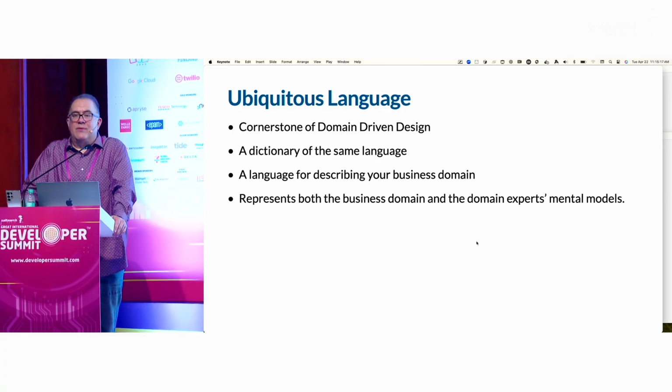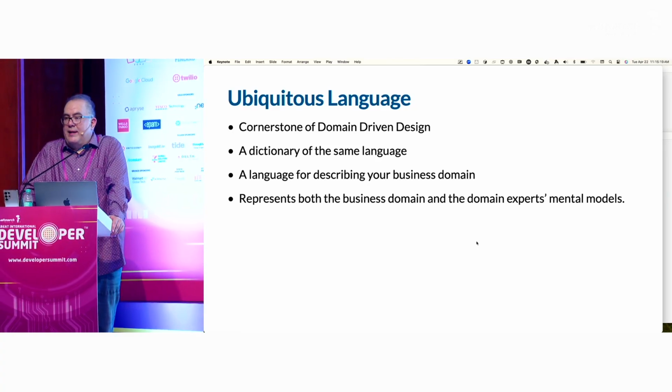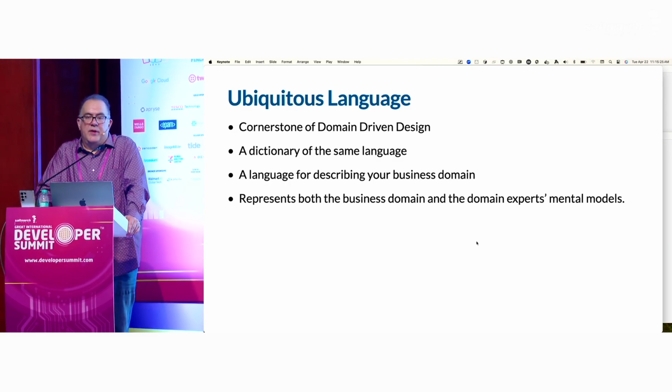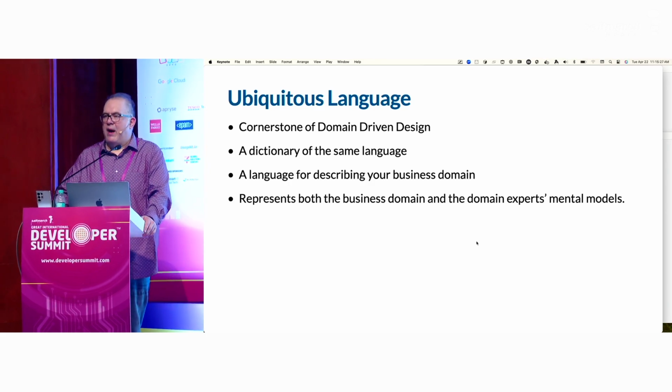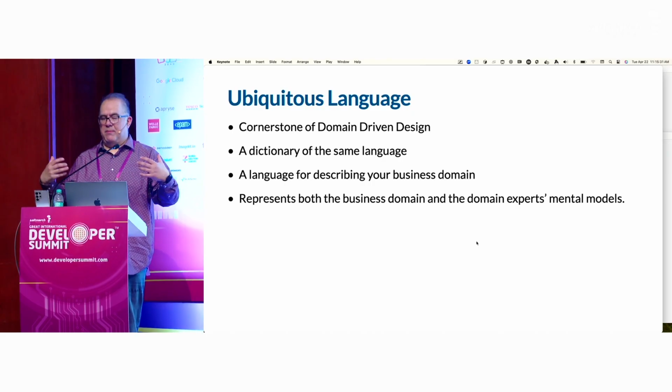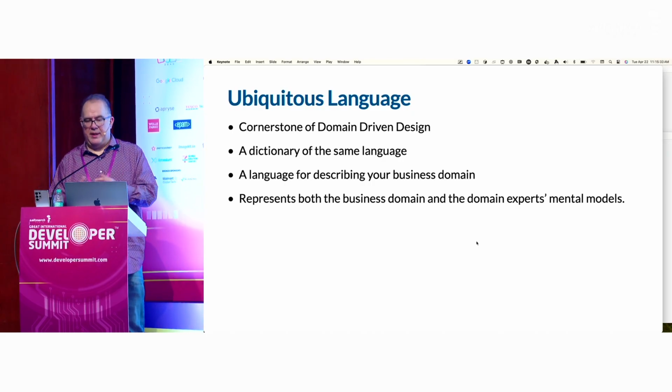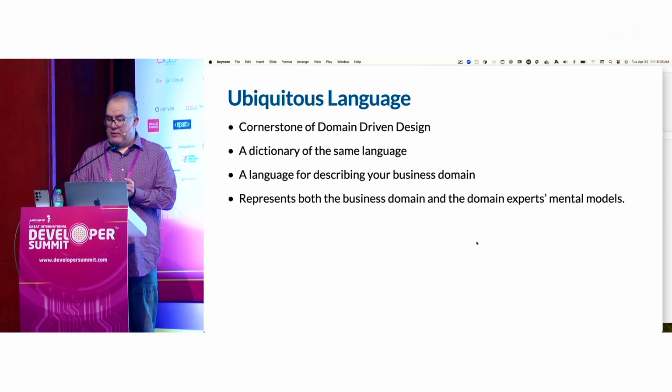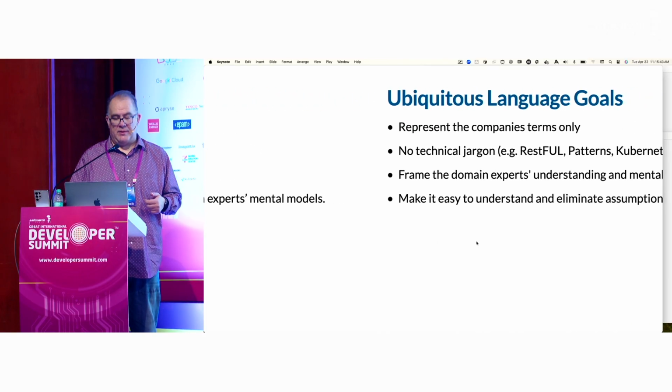You write down sentences of what they say. Like, we're going to have a shipment, and that shipment should be delivered in 45 days. I'm oversimplifying, but that would be a statement of fact, a statement of clarity that you can base your software on, right? And you know what it is that they're doing. So the language for describing the business domain represents both the business domain and the domain experts' mental models as to how they describe it.